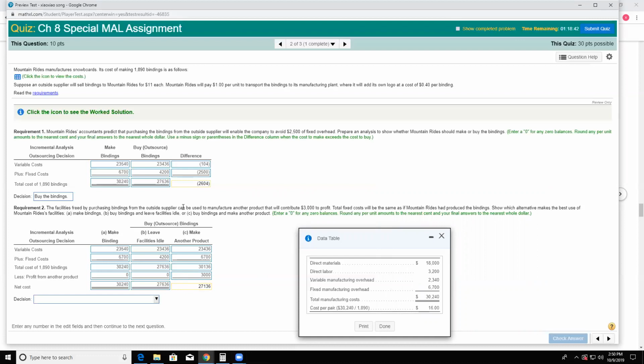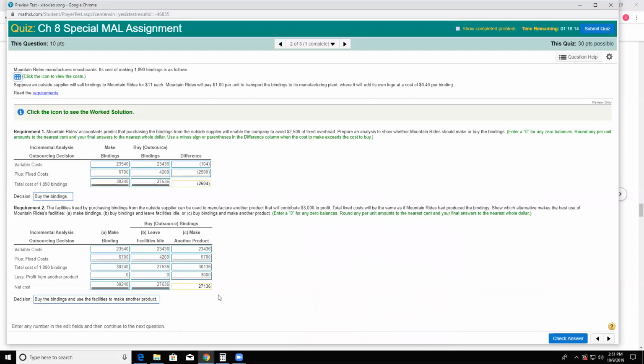Now we look at all these numbers. If you make, you have to pay 30,000 something. If you buy but you leave it idle, you have to pay 27,636. If you buy and you use it to do other things, you just need to spend 27,136 as the cost. We see this one has the lowest cost. It's all about the cost. So we should buy and use the facility to make something else because this is the lowest cost.